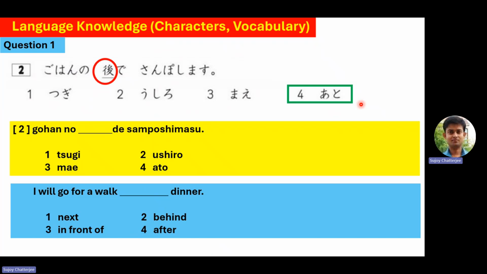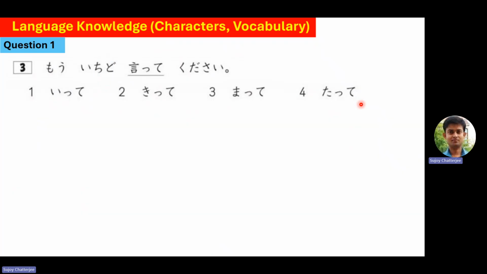So although these are separate sections of vocabulary, grammar, reading, writing, the fact is that when you learn Japanese, you have to learn everything together so that you can answer holistically. One more question we will see in this category. So mo ichido some kanji te kudasai.